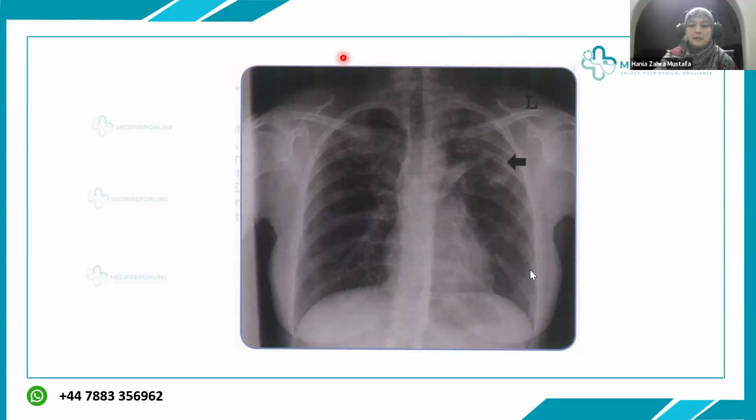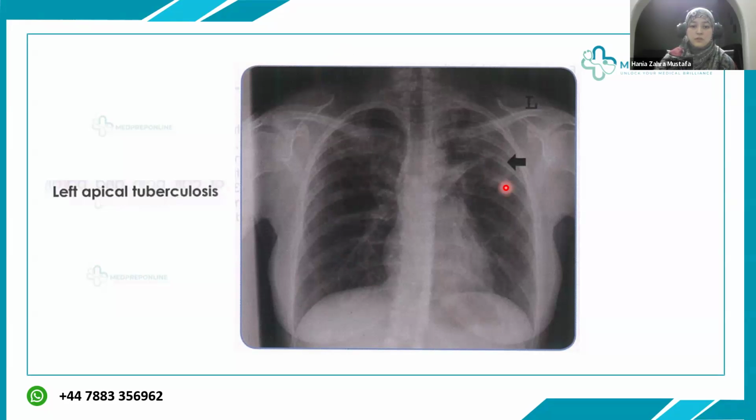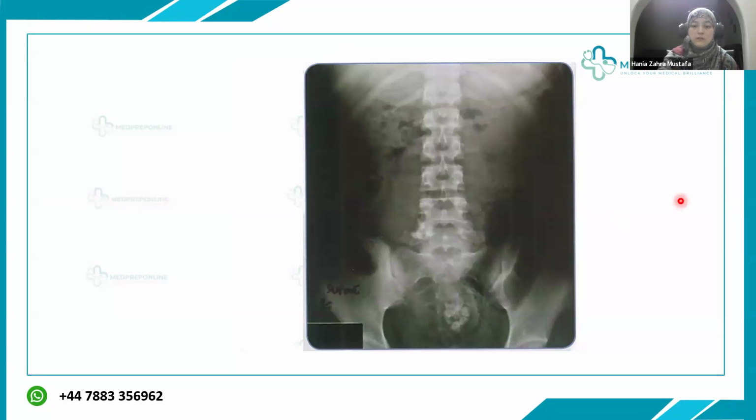No, in cannonball metastases, there will be many big cavities, like a cannonball appearance. But this is a single cavity, which is more giving us the diagnosis of tuberculosis. This is left apical tuberculosis. A single cavity is tuberculosis until proven otherwise. If there are many cavities, many thin-walled cavities, then it will be metastases. This one. Can anyone tell what this one is?